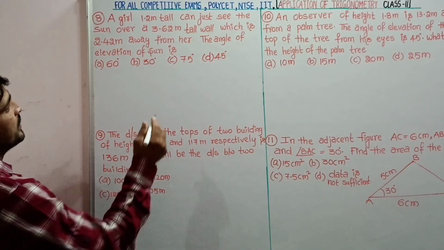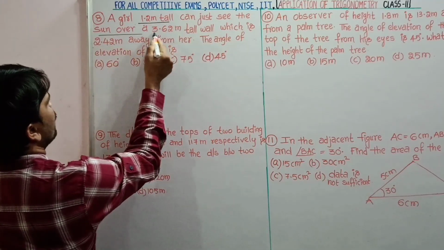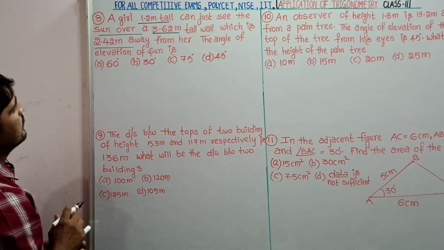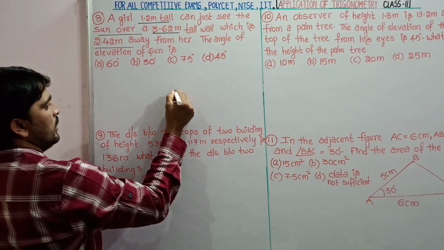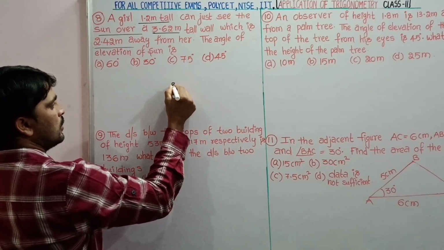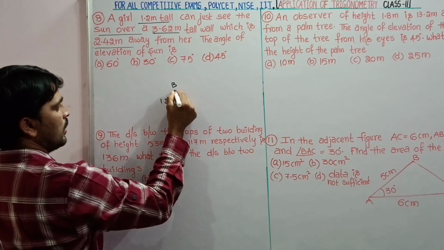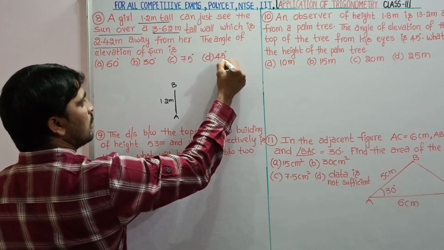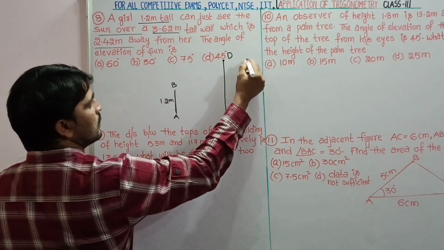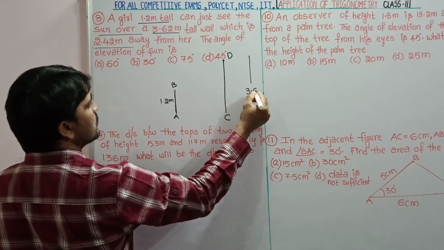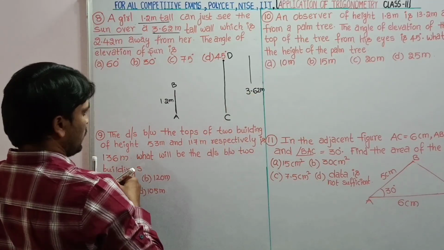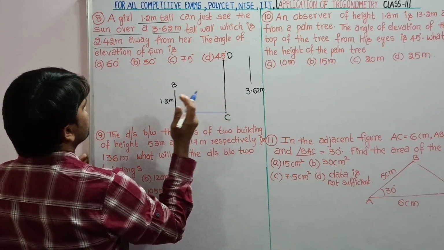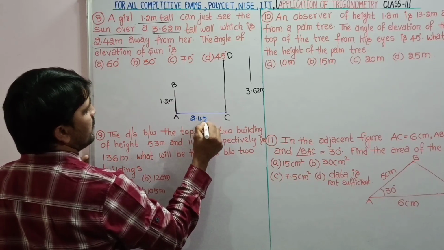A girl 1.2 meters tall can just see the sun over a 3.62 meter tall wall, which is 2.42 meters away from her. The angle of elevation of the sun is? Let us suppose AB is the height of the girl, that is 1.2 meters. AB is the height of the girl and CD is the height of the wall, that is 3.62 meters. This is the ground, AC is ground, where the wall is at a distance of 2.42 meters from the girl.